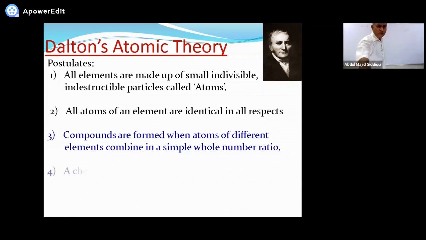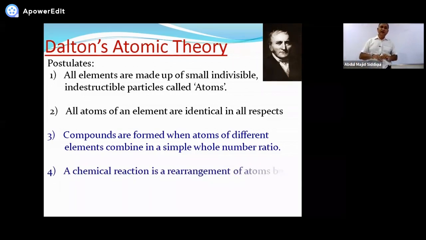And the last point, what is the last point? A new thing is formed when these atoms rearrange themselves. For example, carbon is alone, oxygen is alone, but when they combine, they rearrange, they restructure themselves. And this restructuring will result in the formation of a compound. So a chemical change, a chemical reaction, is nothing but the rearrangement of atoms.